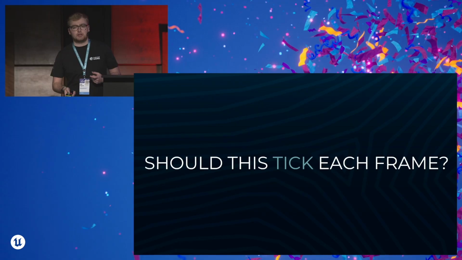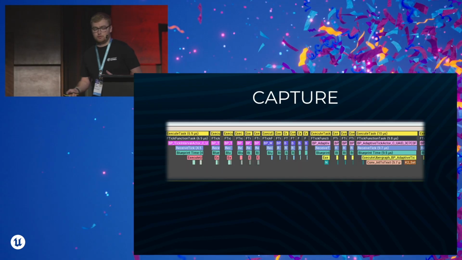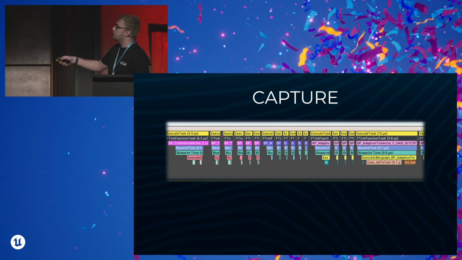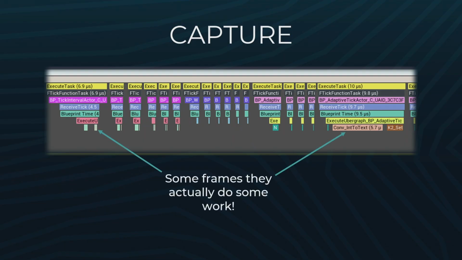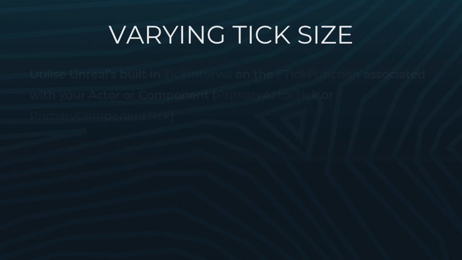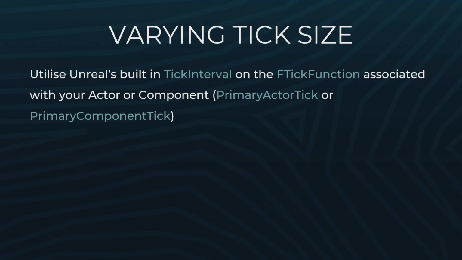However, sometimes it's not that simple. And if we look at this section here, we've still got lots of those small events. But actually, sometimes we're doing some work. So we need to take a slightly different approach here. If we've got a slightly different tick size, depending on what's happening, we can utilize the tick interval on tick functions. This is another parameter I mentioned earlier.